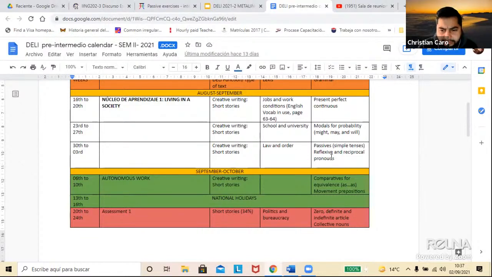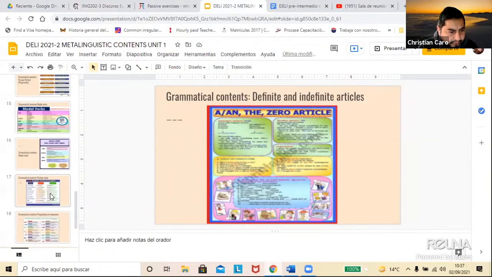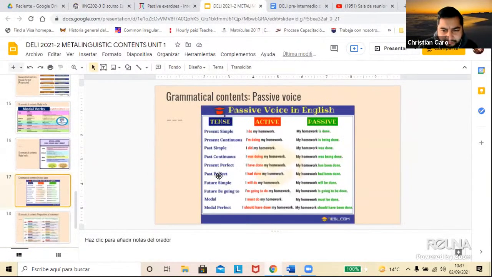Today we should be dealing with passive voice. And if we got some time left, we can study a little bit of reflexive and reciprocal pronouns. But let's start checking out passive voice.